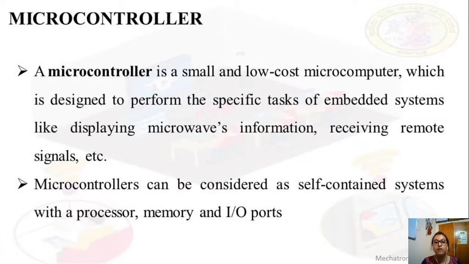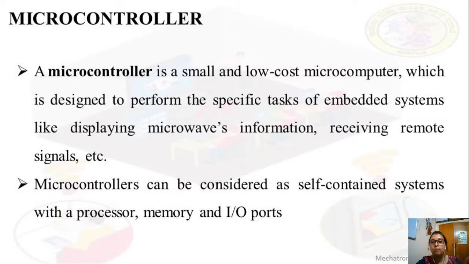These microcontrollers are used only for a specific task, while a microprocessor is for general purpose applications. We can define a microcontroller like this: it is a small, low cost microcomputer designed to perform specific tasks of embedded systems, like displaying microwave information or receiving remote signals. Microcontrollers can be considered a self-contained system with a processor, memory and input-output ports.